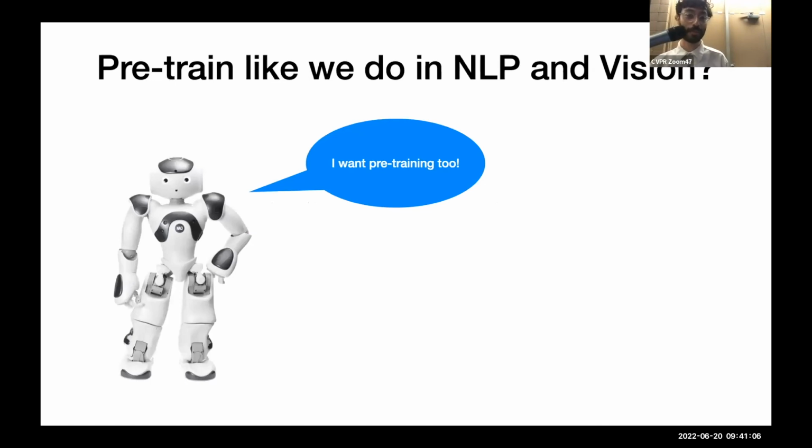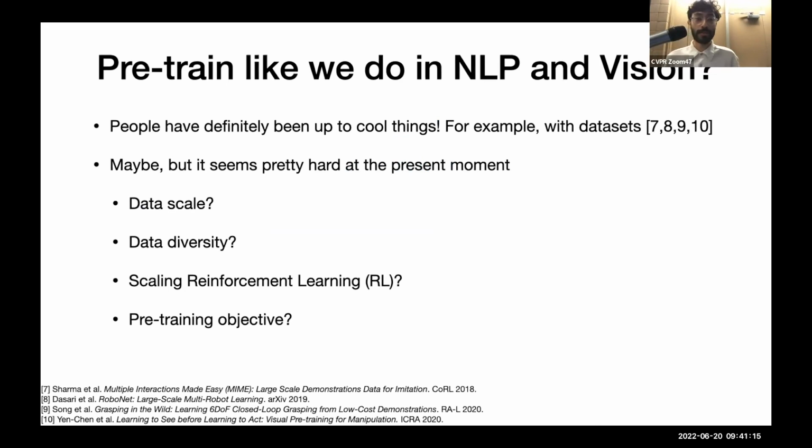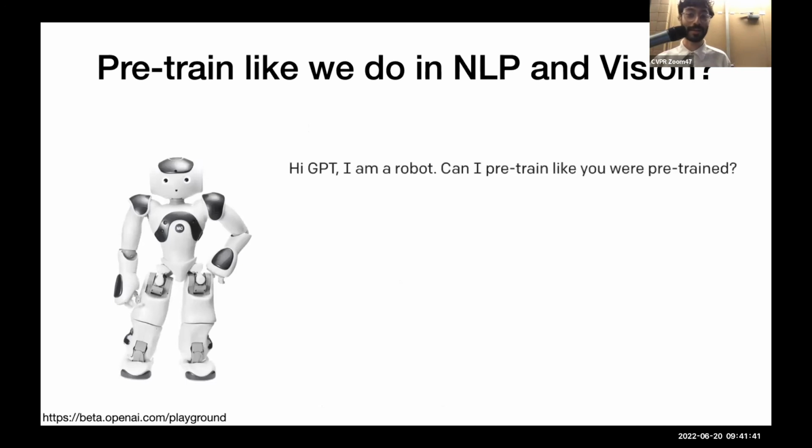Okay, so the first thing that we might think to do is pre-train the robot like we did in NLP and vision. So the robot wants pre-training too. And this is maybe possible, but I think it's probably hard for a lot of the reasons that the earlier presenters mentioned. And I think one major thing is data here. But people have definitely been up to very cool things in the data space and also the algorithm space. So maybe the answer is maybe, but maybe we're just not there yet. Okay, but let's ask GPT, can I pre-train the way that you were pre-trained? Any guesses on what GPT is going to say?